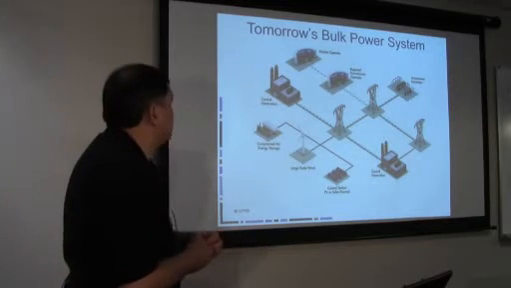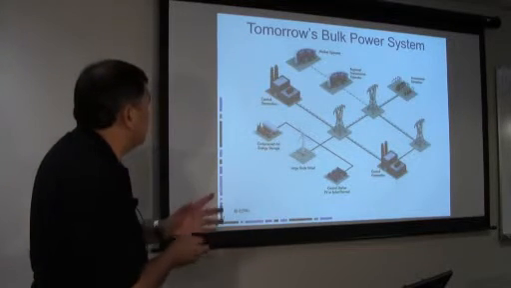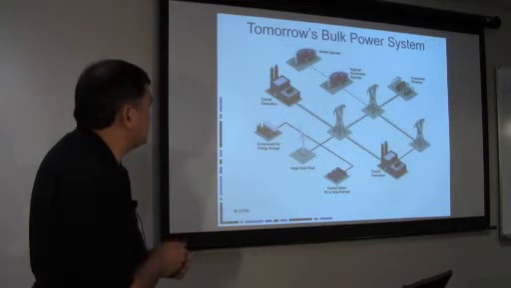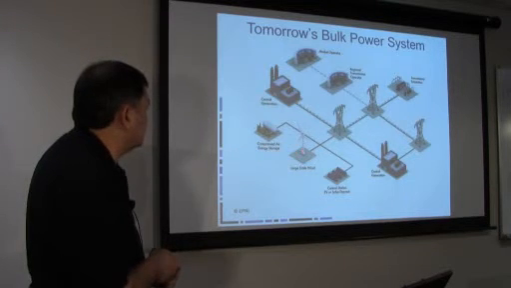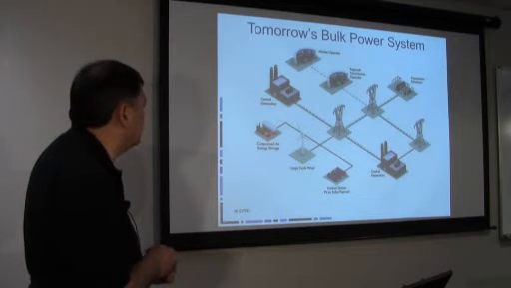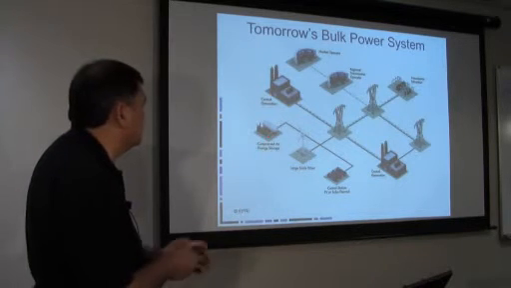And then, of course, we need to take care of the traditional centralized resources of the nuclear, the coal, the gas turbines, along with the solar and the wind. And that system will be used to manage tomorrow's bulk power system, which has a combination of centralized wind, solar, and large compressed air energy storage systems are being proposed.